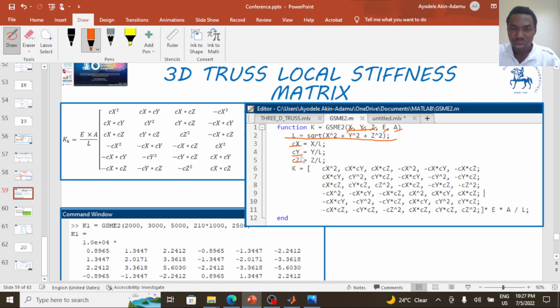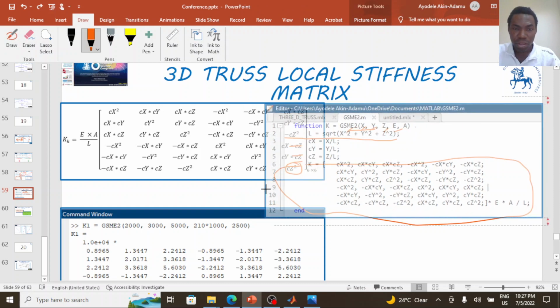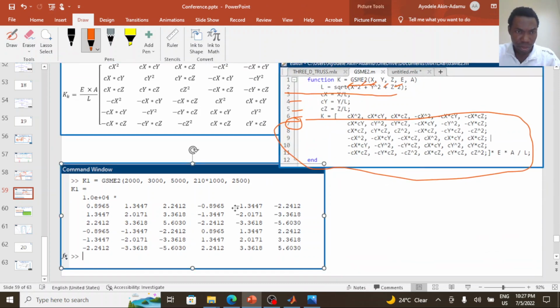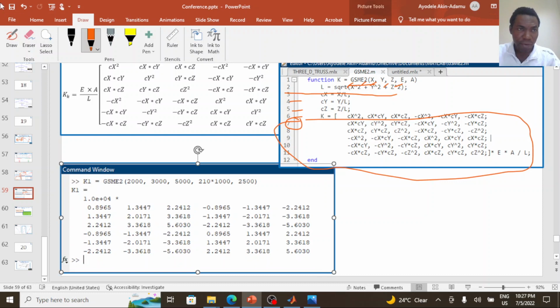Same thing for Z. Once Cx, Cy, and Cz are calculated, we can now compute our local stiffness matrix, which I define here, the 6 by 6 matrix. Matlab will calculate this local stiffness matrix and return the value for us. I ran this function on Matlab. In the command window, I created a value k1. I called the function and entered the 5 input variables. This is the difference.